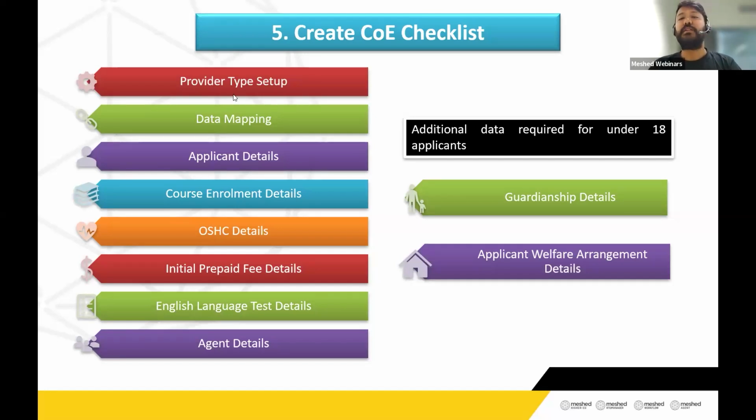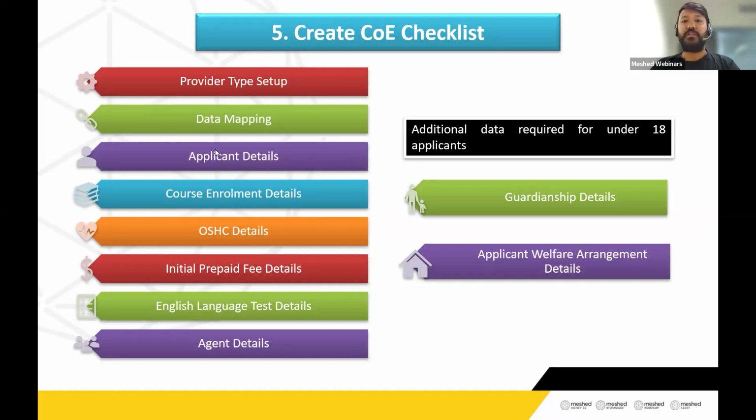So this would mean that you need to specify if you are a private provider or a public provider based on your Cricos registration. So you can specify this in the MEST platform as well. So data mapping needs to be done. So it will include agent data mapping, venue data mapping, and OSHC provider data mapping.